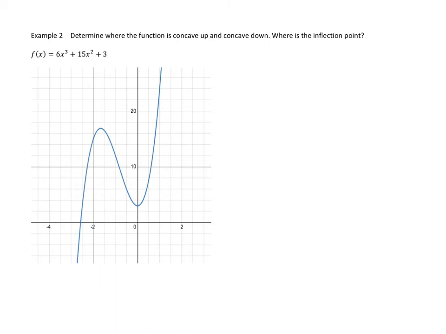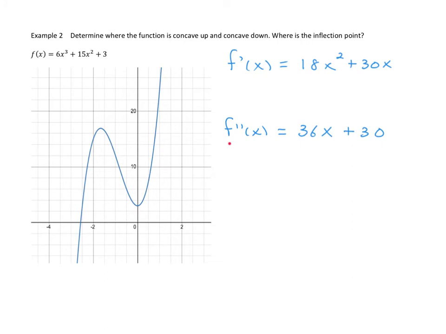Well, first of all, you need to know the second derivative, so therefore you have to have the first derivative. The first derivative is 18x squared plus 30x, and that's it. You could check to see where this thing is increasing and decreasing to get your answer. However, why don't we find the second derivative and then determine where that thing is positive and where it is negative. Okay, so the second derivative is 36x plus 30.